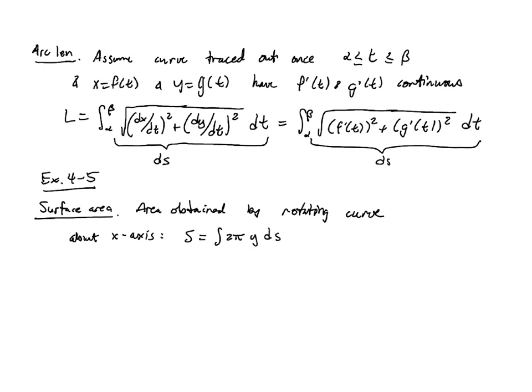And it's worth noting here that we need to assume that y is greater than or equal to 0 in this situation. That's saying that the function g of t that we have parametrizing our curve has to be positive. If we rotate about the y-axis, then the formula we get is the integral of 2 pi x ds, here with the restriction that x is greater than or equal to 0.